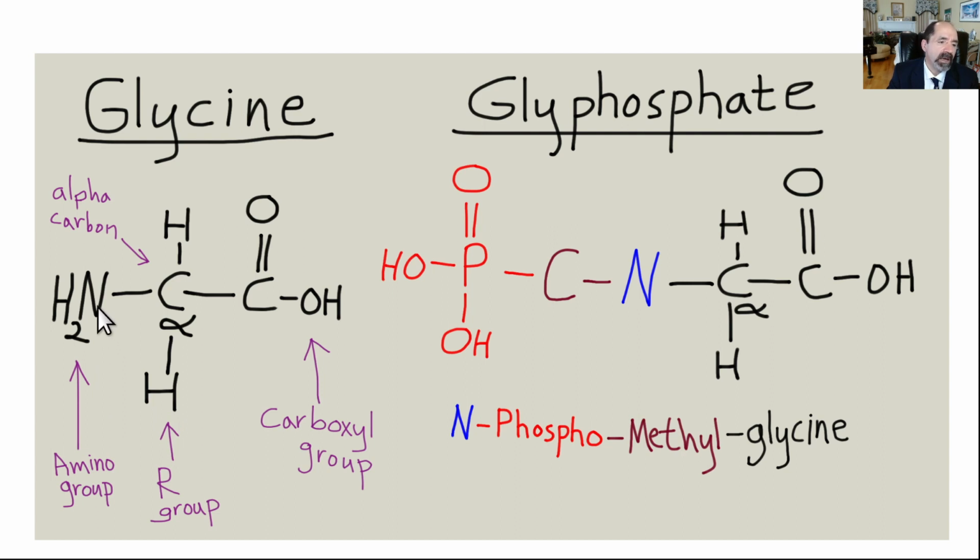There's always going to be an amino group on one side of the alpha carbon. That's the amino of amino acid. And then there's a carboxylic acid, a carboxyl group, called here. That's the acid of the amino acid.